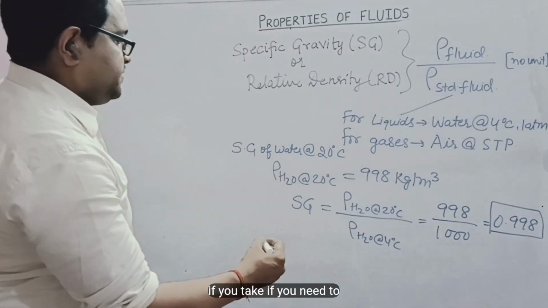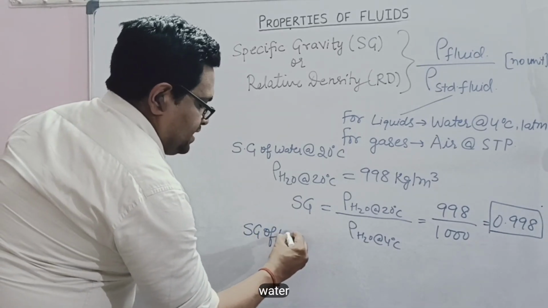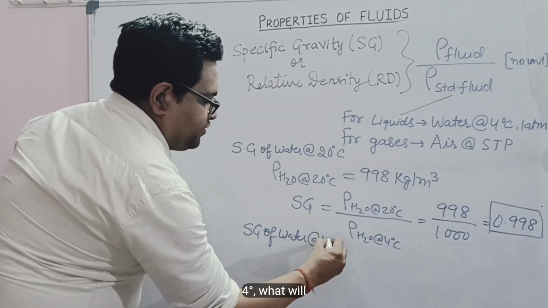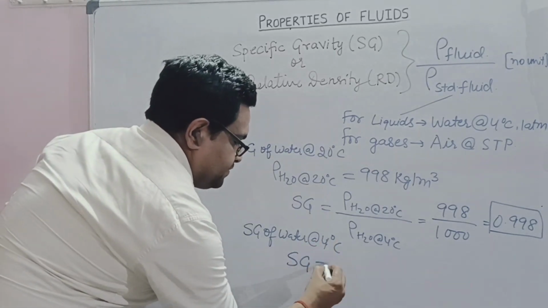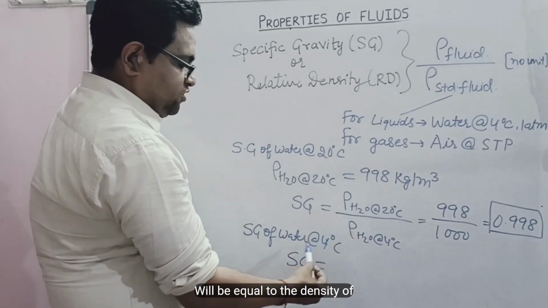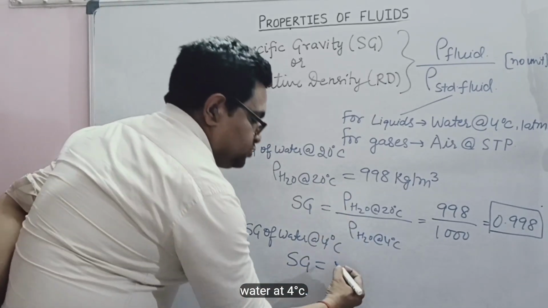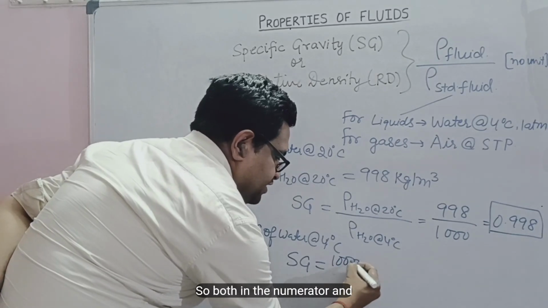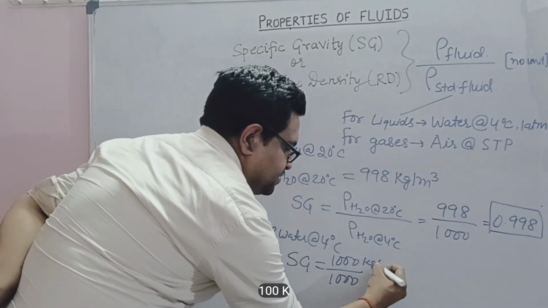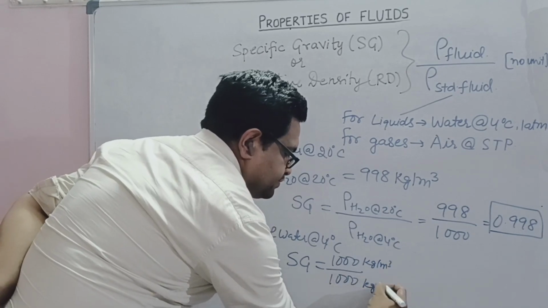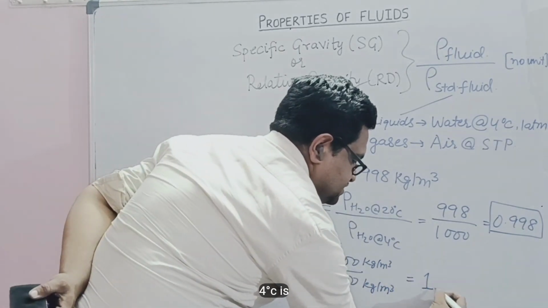And if you need to find out the specific gravity of water at 4 degrees Celsius, what will be the value of Sg? Sg will be equal to the density of water at 4 degrees Celsius upon the density of water at 4 degrees Celsius. So both in the numerator and denominator we have 1000 kg per meter cube. So specific gravity of water at 4 degrees Celsius is 1.